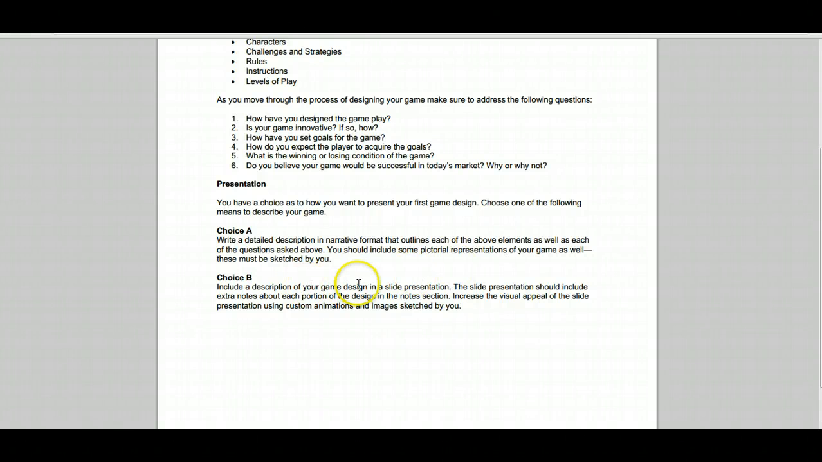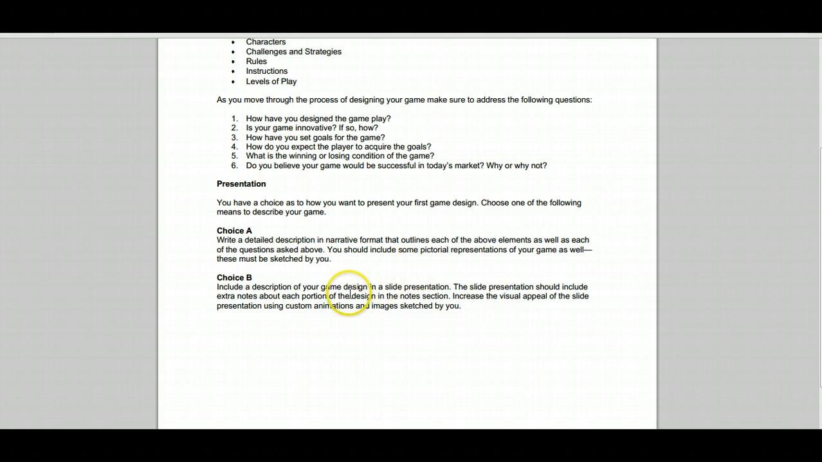Then on choice B, this is if you're going to do a slide presentation with PowerPoint or Prezi or something. And again, I've talked about the different slides you would have, and then you'd end up with images sketched by you, and those images could be on their own slide. Or like if you're on the characters slide, if you draw a picture of one of your characters, you could put that on the character slide along with the text information. So again, you're going to have two or three sketched images on your presentation or on the paper that you turn in.